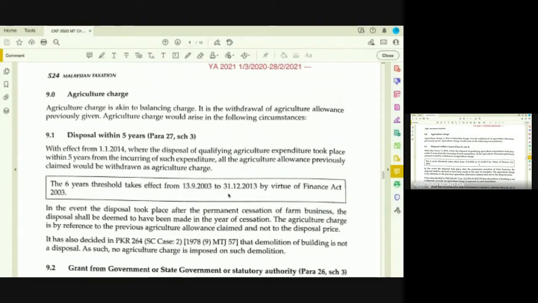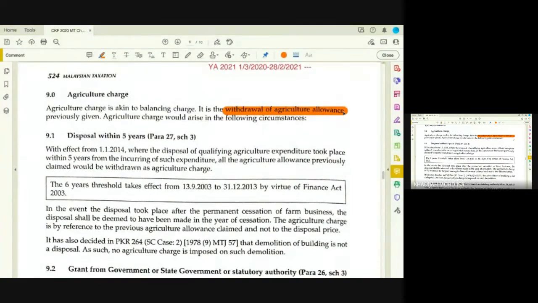So this is what you call agriculture charge. This agriculture charge is similar to what we call the balancing charge in your industrial building allowance. Here it says that agriculture charge is akin to balancing charge, the withdrawal of your agriculture allowance. So it's just like your clawback, a withdrawal of your agriculture allowance previously given, right?